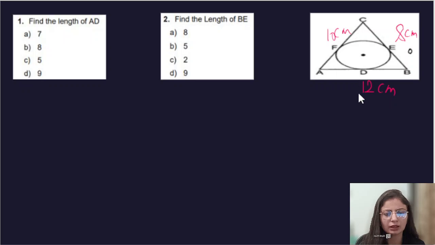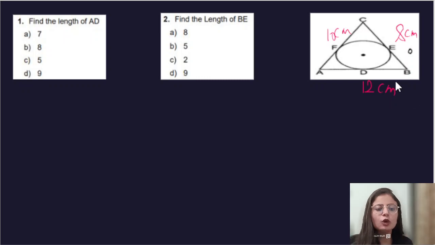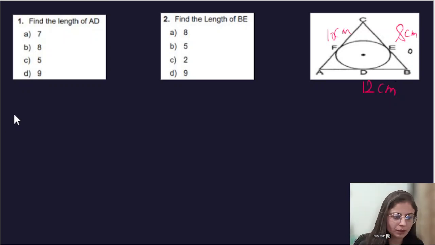So observe this figure. We have tangents, right? AF is a tangent, AD is a tangent. Similarly, we have 6 tangents to this circle. And since A, C and B are external points, and we know the theorem that the tangents drawn from an external point are equal in length, we will have AF equals AD. Similarly, BD equals BE and CF equals CE.